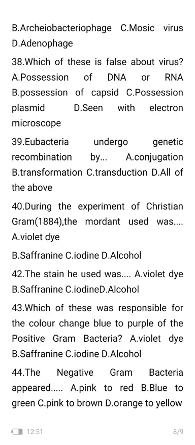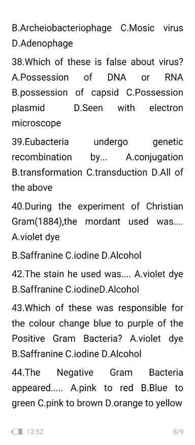A. Possession of DNA or RNA, which is definitely true. B. Possession of capsid, which is definitely true. C. Possession of plasmid. I don't think that is true. And D. Seen with electron microscope. Yes, viruses are seen using the electron microscope, but they do not possess plasmid. Bacteria only possess plasmid. Plasmid is the extra chromosomal DNA found in the bacteria, or you can say it is the extra DNA strand found in the bacteria, and it is possessed by bacteria.